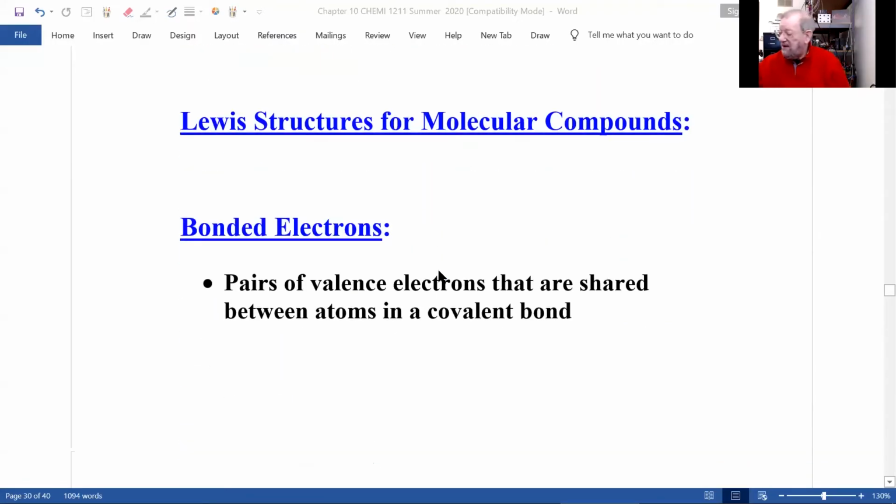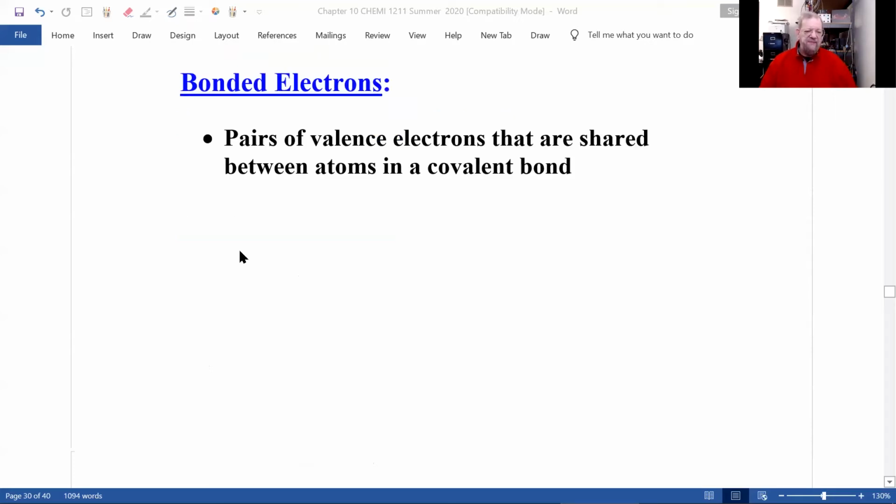Now, when we talk about covalent bonds in molecules, we're looking at the valence electrons. And there are 2 types of valence electrons. One are the bonded electrons. Those are a pair of valence electrons that are shared between atoms in a covalent bond. We call those the bonded electrons.